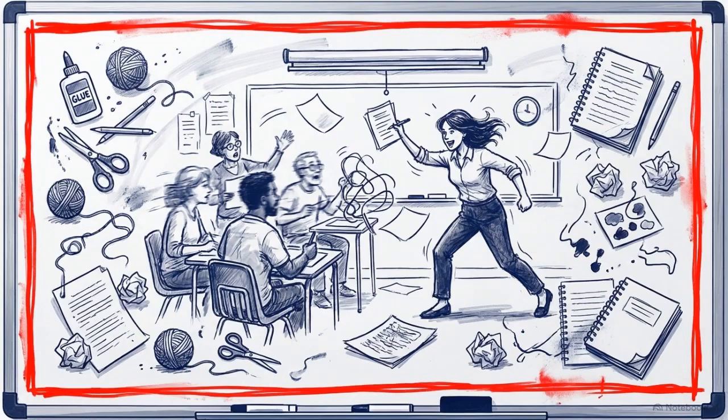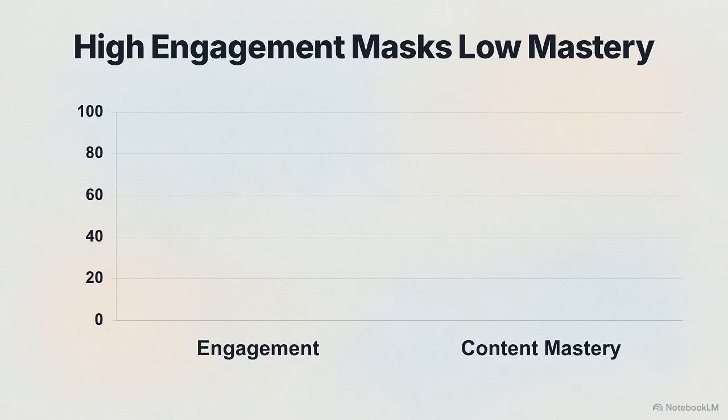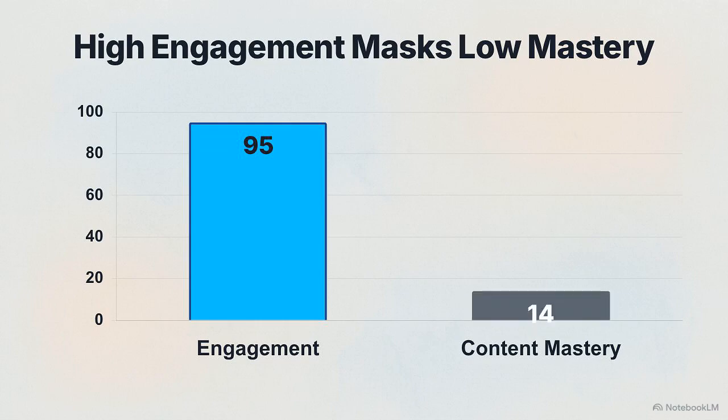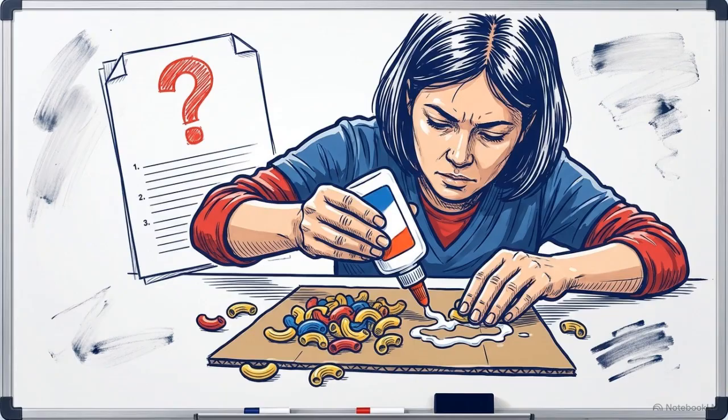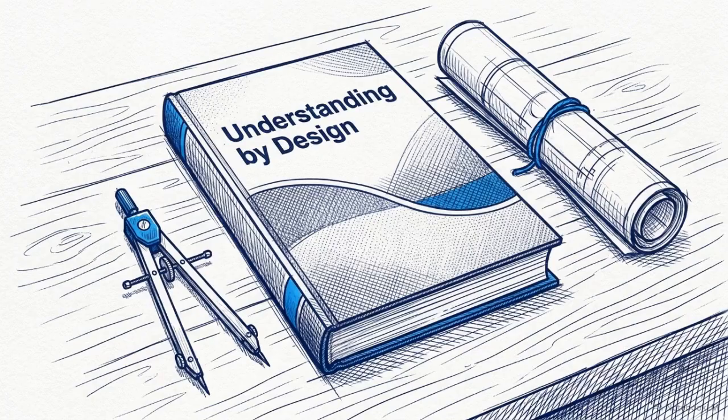That cluster of disconnected activities defines the activity trap. It occurs when high student engagement masks low content mastery. Students remain busy, yet fail to demonstrate understanding of the underlying concepts. Grant Wiggins and Jay McTighe identified a structural solution to this problem, known as Understanding by Design.